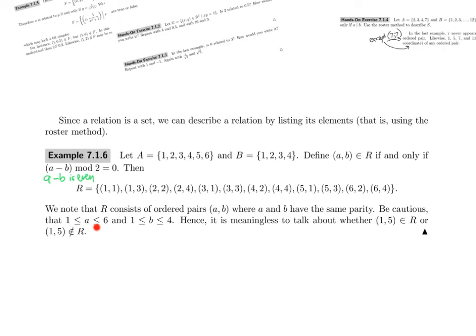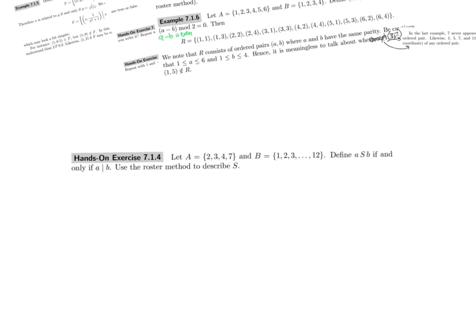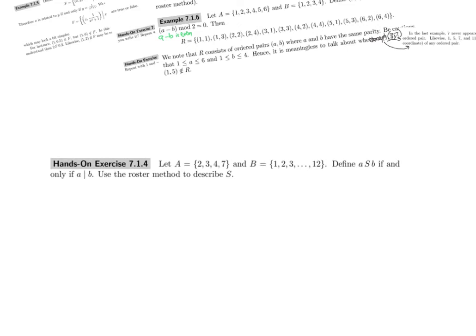Notice that A is between 1 and 6 and B is between 1 and 4, so we can't say whether 1 comma 5 is in the relation, because 5 isn't even in B here. We have to be careful if A and B are two different sets, which, as we said, is the general case of this. So try this hands-on exercise.